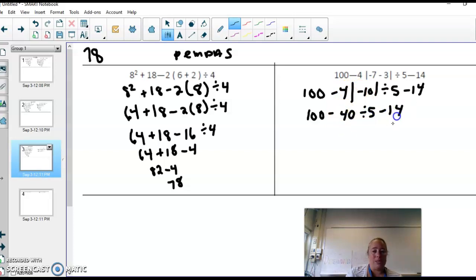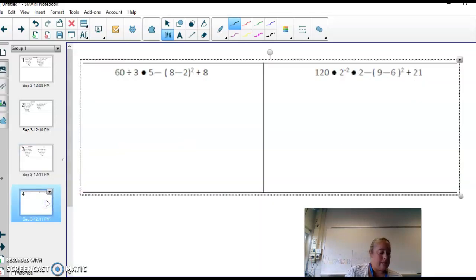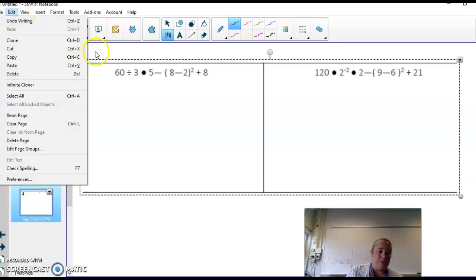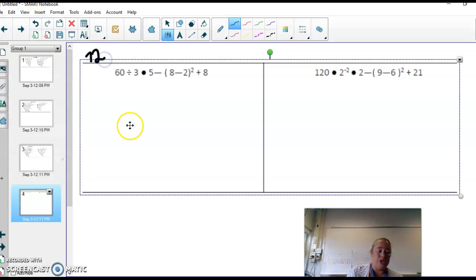Just keep going one step at a time. Okay, 40. Next step is dividing. 40 divided by 5 is 8. Okay, and now from left to right. 92 minus 14 is 78. Last set of problems, the answers for both are 72. So if you got 72, good job.